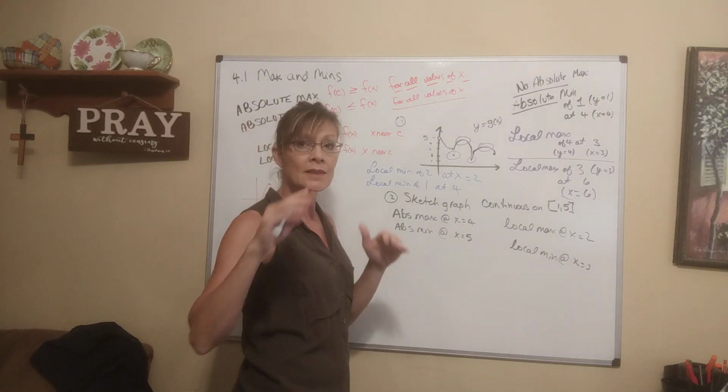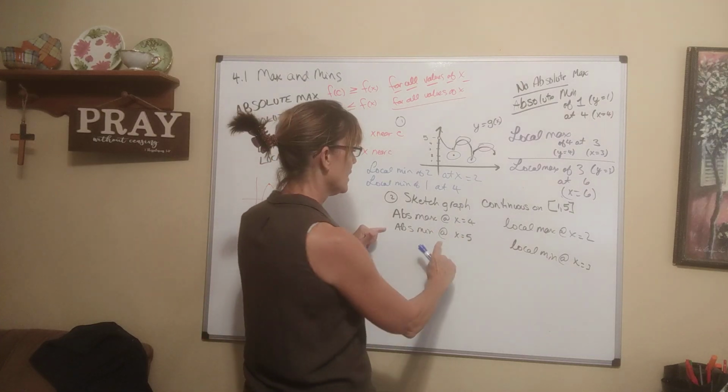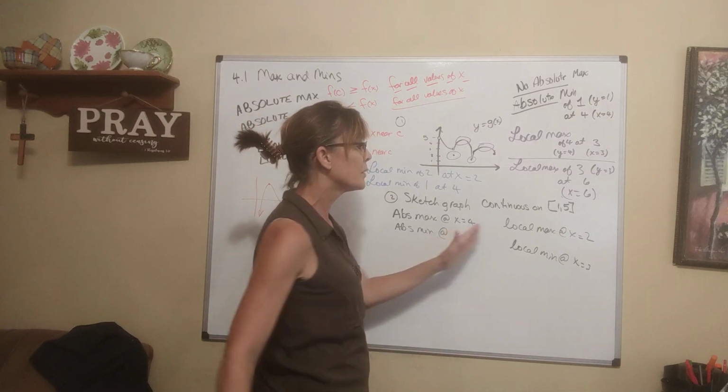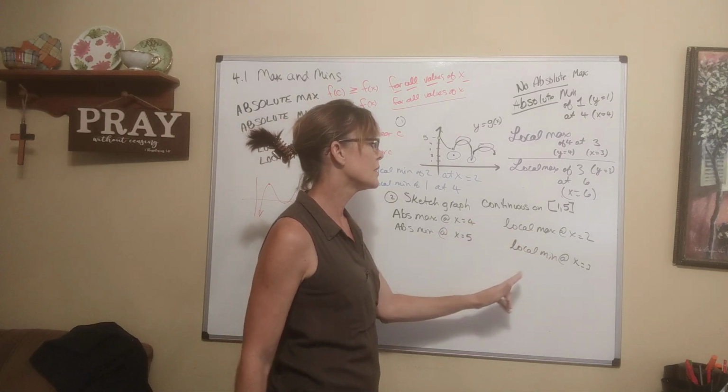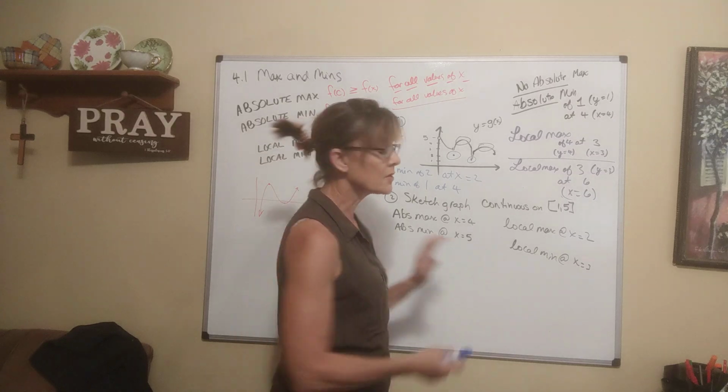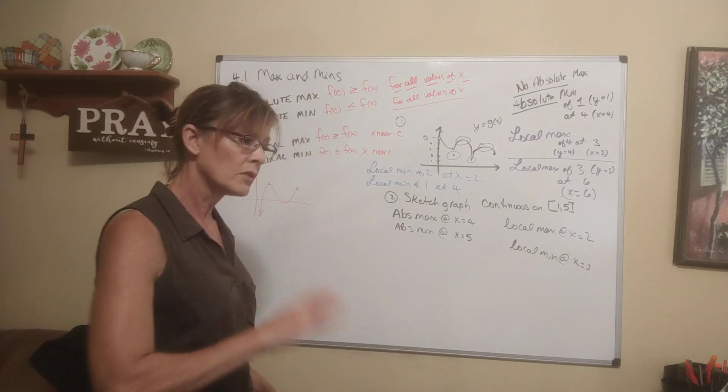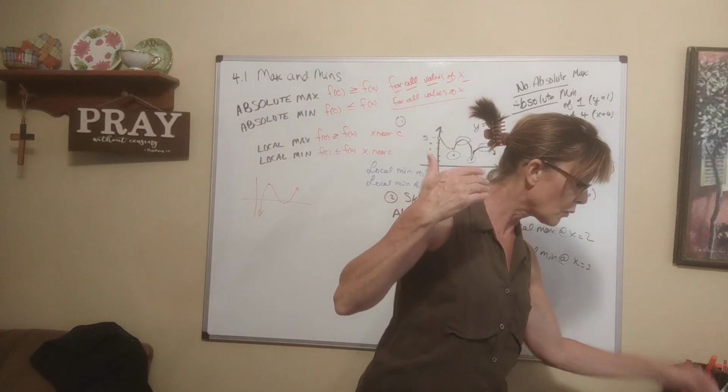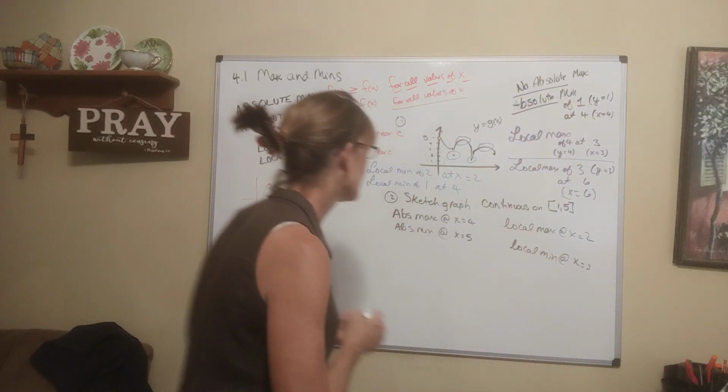And an absolute min, the lowest point it will achieve, is at x is 5. There will be a local max at 2 and a local min at 3. These are the conditions. Our graphs will not have to be exactly the same, but we will have to meet these conditions on all of them.